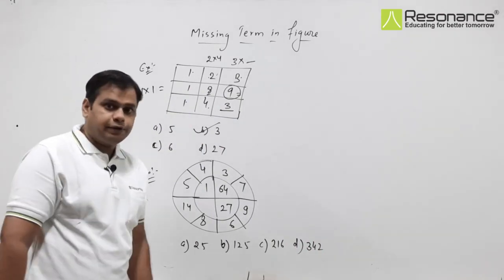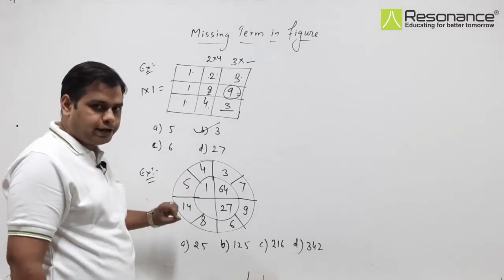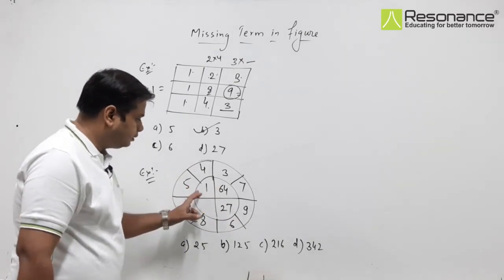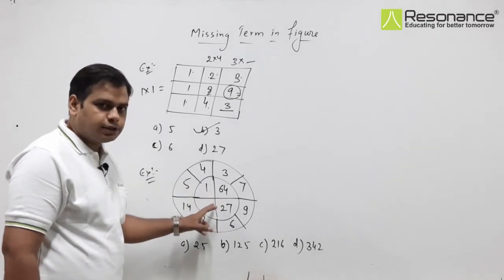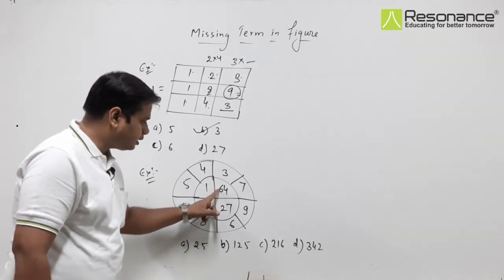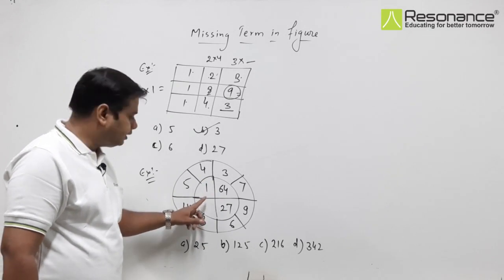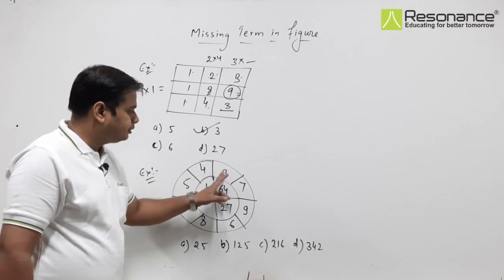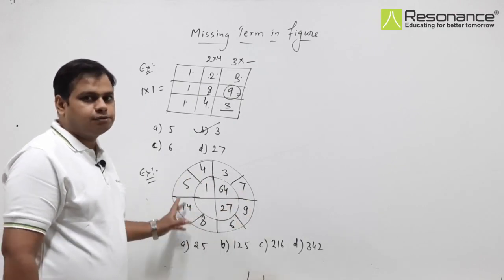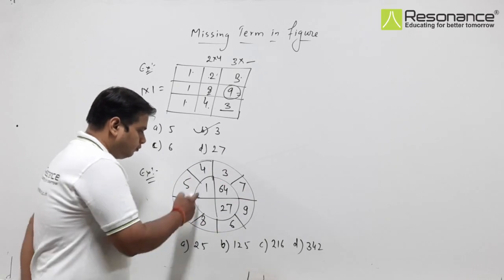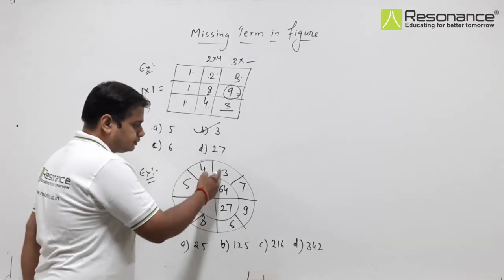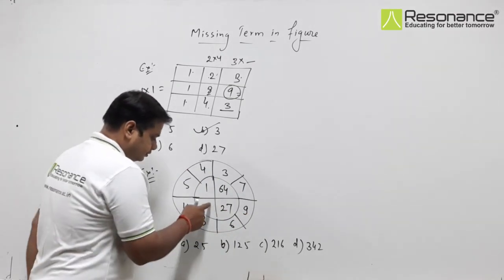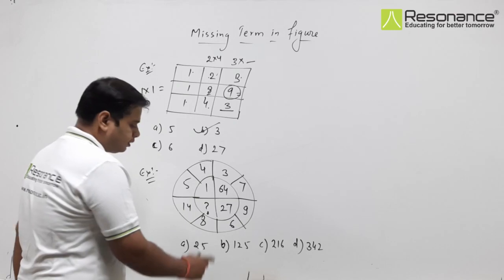Now again we have to see, this is a different kind of diagram, a circular diagram. We have some numbers in the outer circle and some numbers in the inner circle, but the inner circle numbers are a little bit larger, so we can say that these numbers are resultant numbers related to the outside circular numbers. 1 is related with 5 and 4, 64 is related with 3 and 7, 27 is related with 9 and 6. So the required answer is related with 14 and 8.